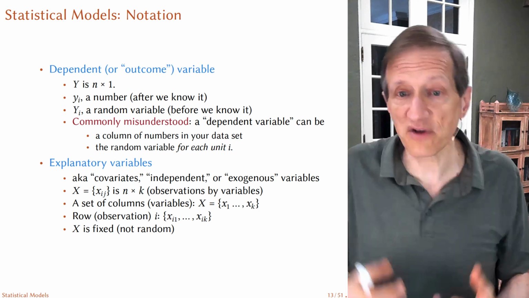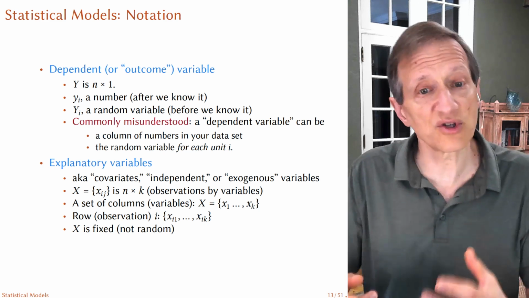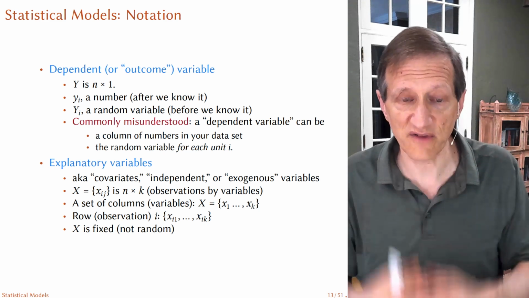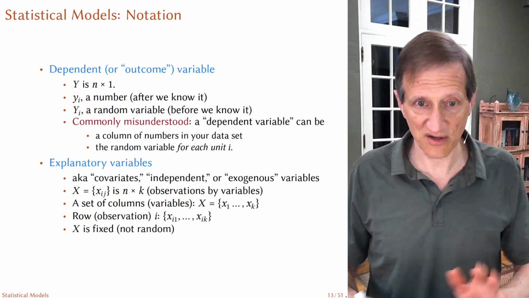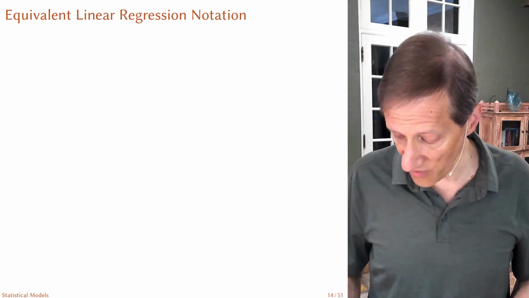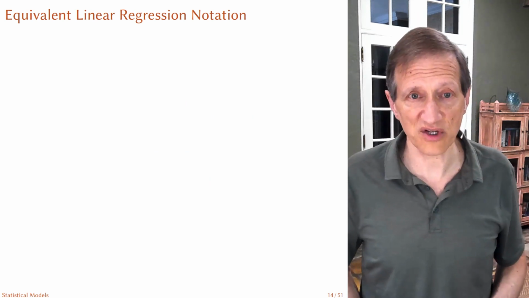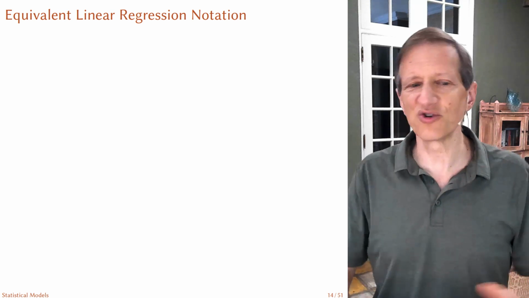We may often imagine race or gender or certain demographics to be fixed variables. At the moment, we're going to imagine all the explanatory variables are fixed, so they're not random. The randomness here is in the outcome variable. That will change, but that's what we're going to focus on. Okay, so let's take that notation and let's go to regression.